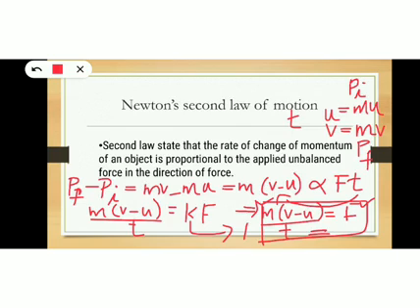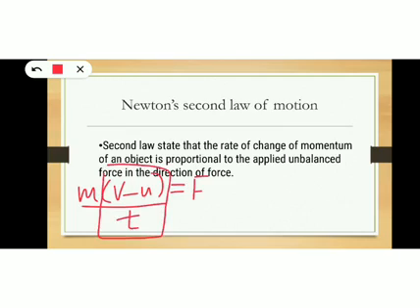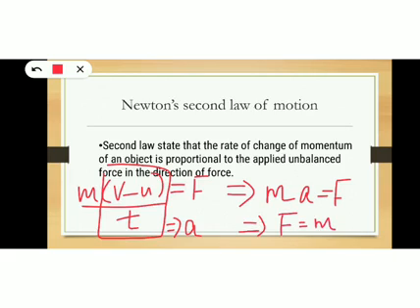And again we can bring about some modifications. That is, we got this expression m into (v minus u) by t is equal to F. So what is (v minus u) by t? (v minus u) by t is change in velocity by time. What is change in velocity by time? Change in velocity by time is our acceleration a. So we can write this expression as m into a is equal to F, or F is equal to ma.